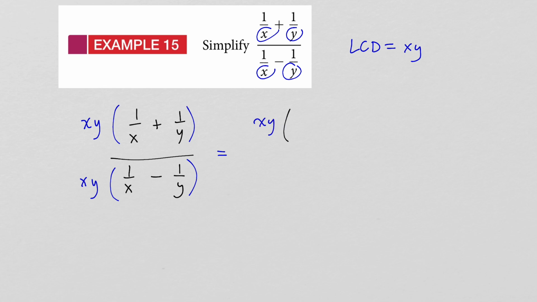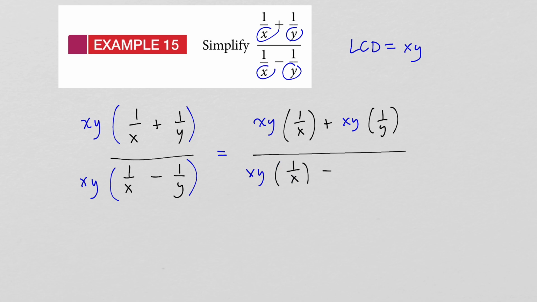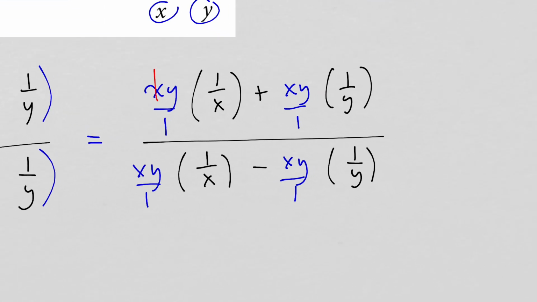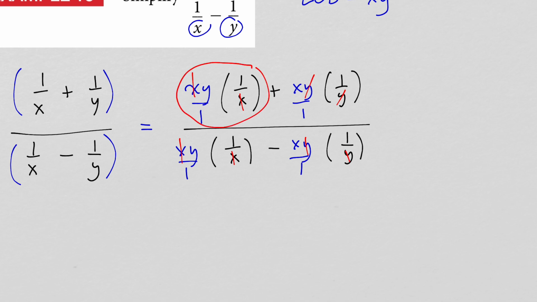So we have xy multiplied by 1 over x plus xy multiplied by 1 over y. And in the denominator, we have xy multiplied by 1 over x minus xy multiplied by 1 over y. And the thought process is xy is xy over 1, okay? And then we're just doing cross-canceling. So here I can cancel x with x. Here I can cancel y with y. Down here, same idea.